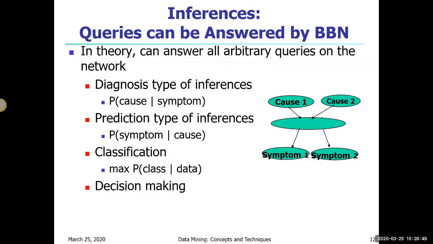There are 3 types of queries. All arbitrary queries can be answered. Diagnosis type, cause and symptom. So given symptom, figure out what was the cause. This is a diagnostic type. Prediction type, we have cause, predict the result. Classification, it's just a different way to say the above things: you have data that can belong to multiple classes, and you find the maximum probability for a certain class. That's your class label.